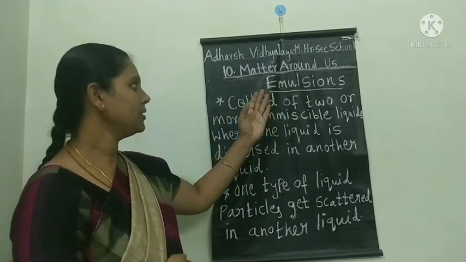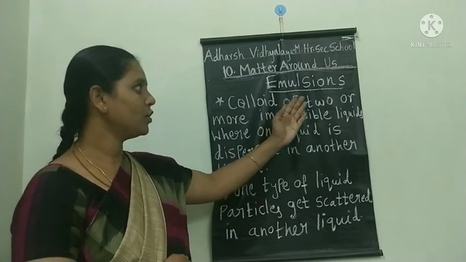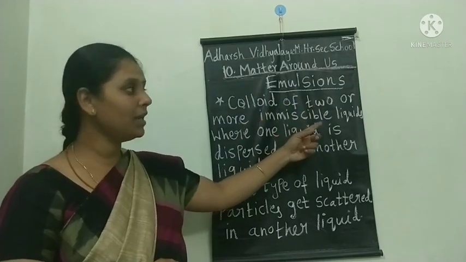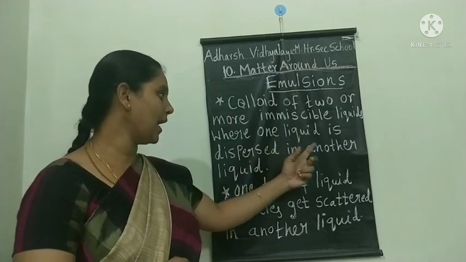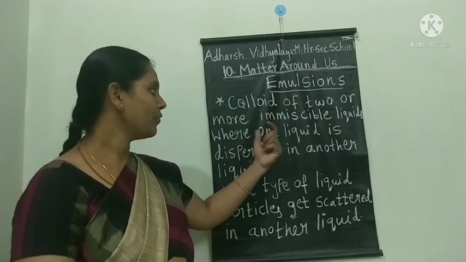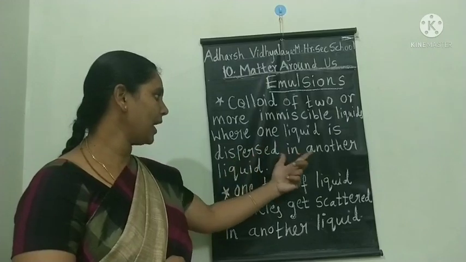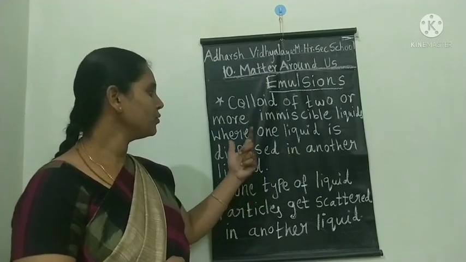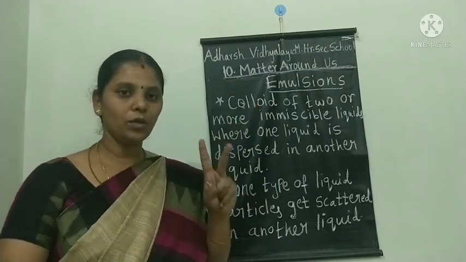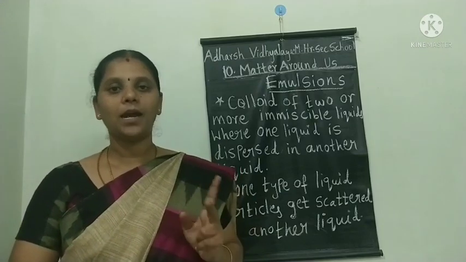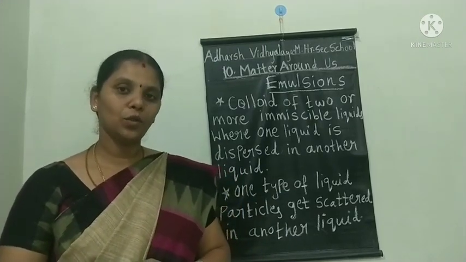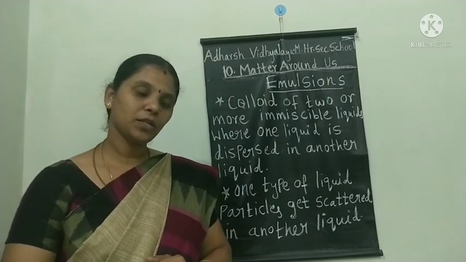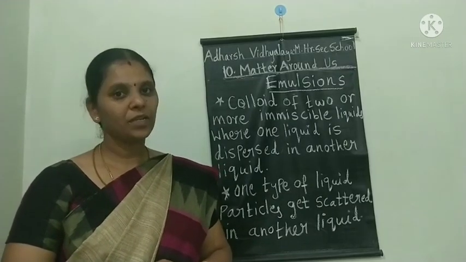So emulsion is a colloid of two or more immiscible liquids where one liquid is dispersed in another liquid. Whenever we are using the term colloid, we are using two terms. One is the dispersed phase, another one is the dispersion medium. The dispersed phase acts as a solute. The dispersion medium acts as a solvent.